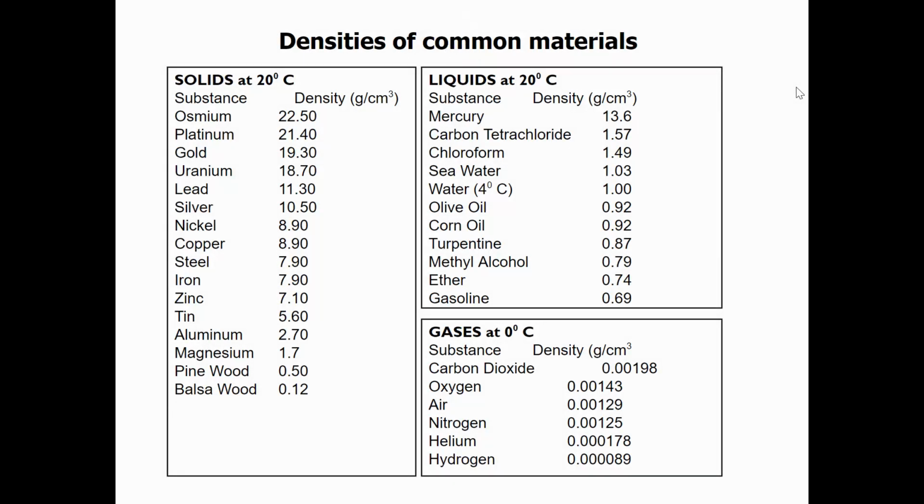Here's our density chart. So what you have here, and you're going to be using this in the lab that we work on tomorrow and Thursday. You have solids, liquids, gases. But again, this tells you at a certain temperature. Because obviously if the temperature is different, the density is different. So the solids, it's telling you what their typical density is at 20 degrees Celsius. Okay? That's like room temperature. That's like 65, 68 degrees. Same thing with liquids. And then gases, it's telling you at 0 degrees Celsius.